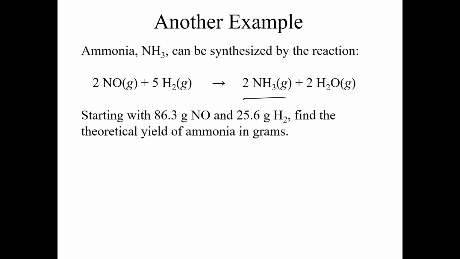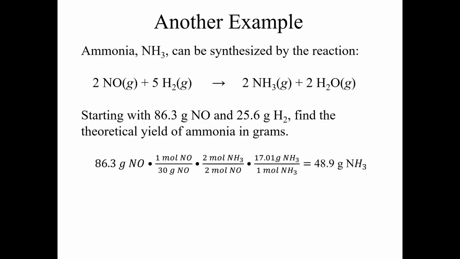Since I am given two reagents, I have to find out what the limiting reagent is, and then I need to take that limiting reagent and calculate it all the way out to ammonia. In this case you may be better off doing two separate calculations, calculating the grams of ammonia that are produced and then picking the one that's less. So let's see what I actually did.